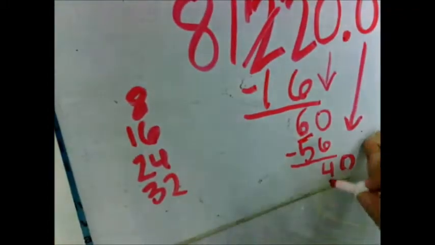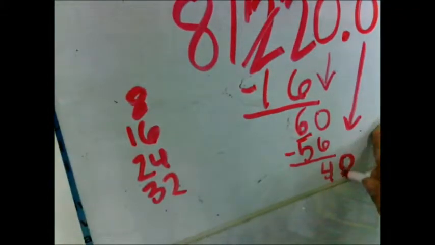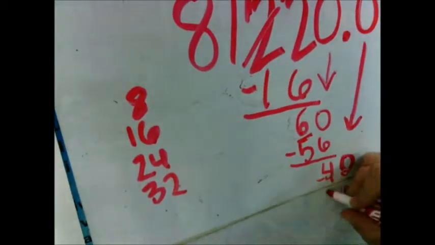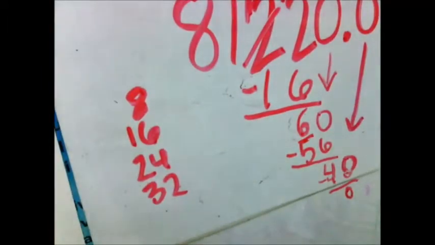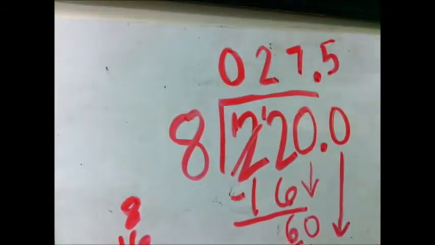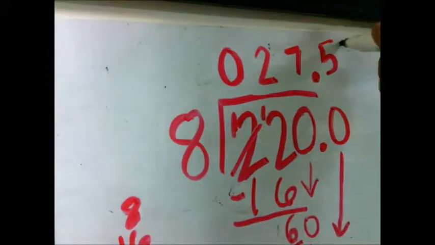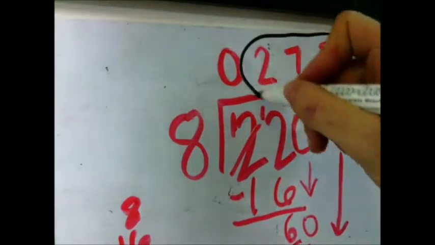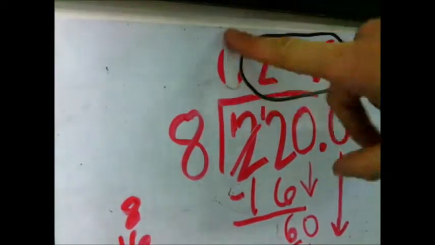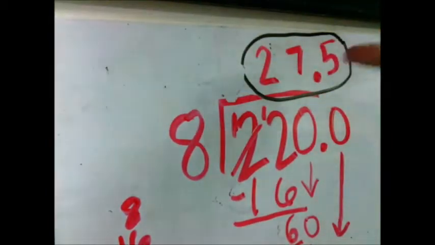You could write your 40 down here, and you could subtract them, and you would end up with 0 as your remainder. So when you end up with 0 as your remainder, you know you have your answer. So 220 divided by 8 is going to be 27 and 5 tenths. You can erase any 0 that is in front of that tens place there.